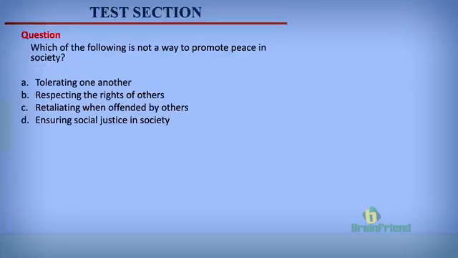Which of the following is not a way to promote peace in society? A. Tolerating one another. B. Respecting the rights of others. C. Retaliating when offended by others. And D. Ensuring social justice in society.